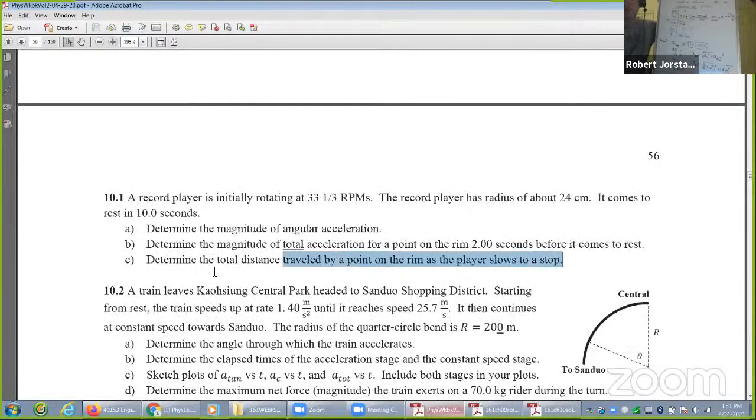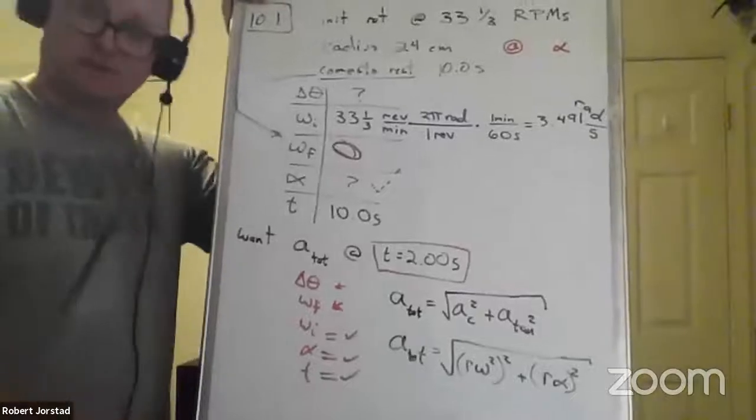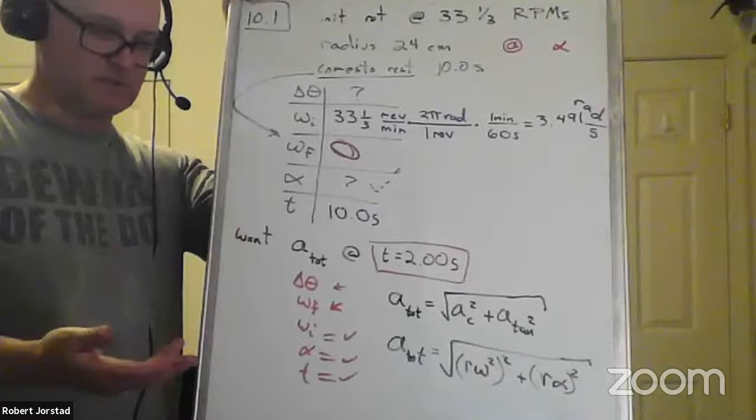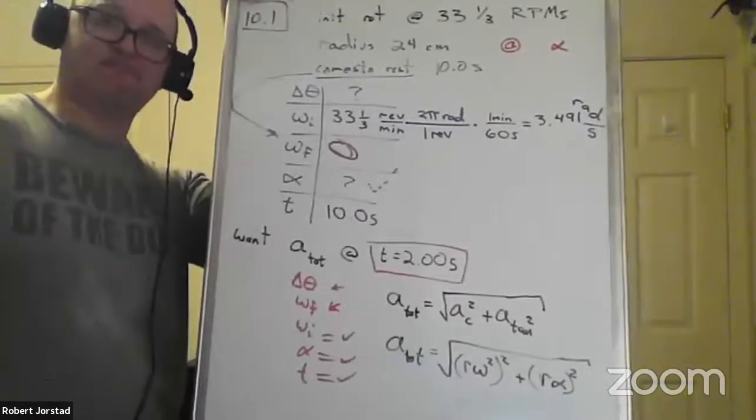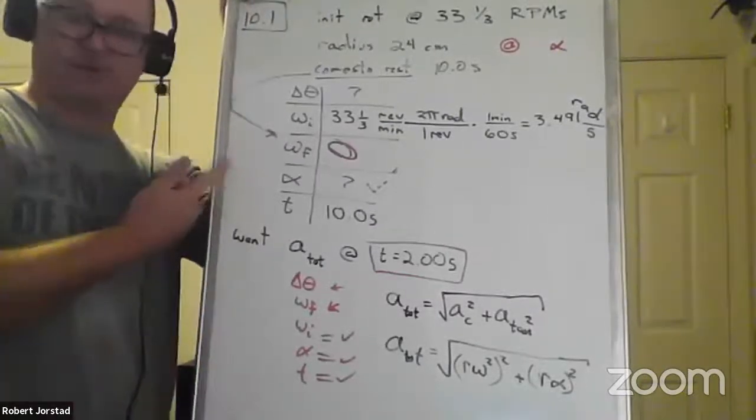Determine the total distance traveled by a point on the rim. Okay, we want this point on the rim. So again, we're looking for S. Going back to this, we want the total distance traveled as it comes to rest. Should we use this table or this table? Which one applies? The lower or the upper? The upper one. That's for it coming to rest. We use that right there.